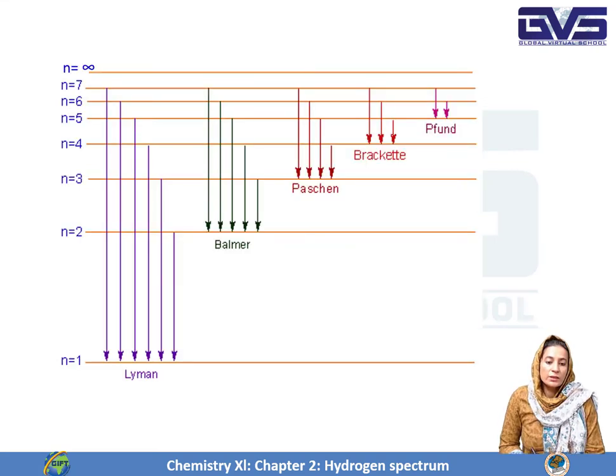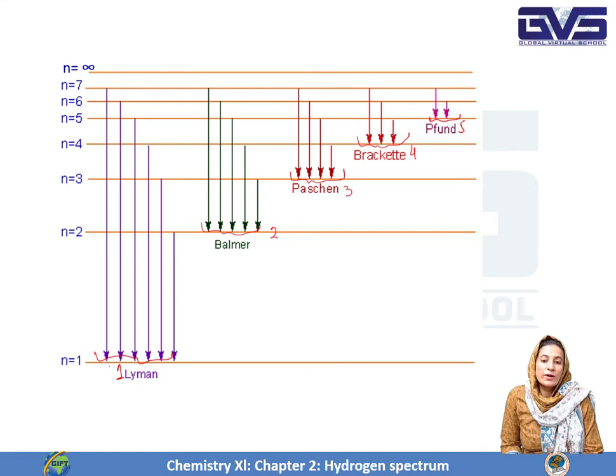Again, just for your revision: the Lyman series is when electrons jump from any higher orbit to the first orbit. The Balmer series is from any higher orbit to the second orbit. The Paschen series is from any higher orbit to the third orbit. From any higher orbit to the fourth, it is called the Brackett series. When from any higher orbit to the fifth orbit, this is the Pfund series. Basically these are combinations of different series, and further splitting of these lines shows the different spectral lines due to these spectral series.